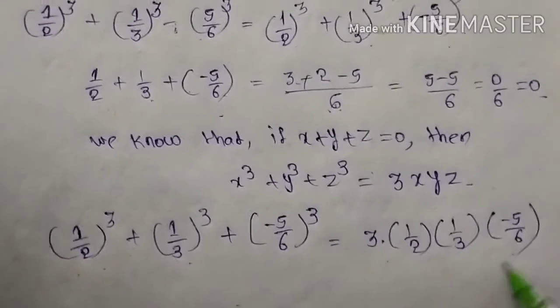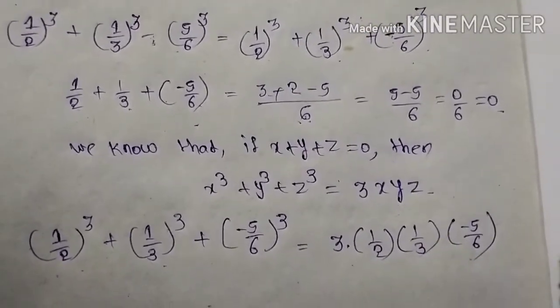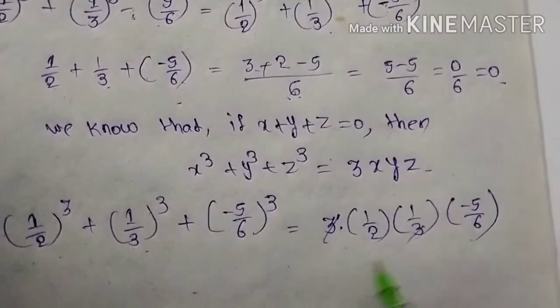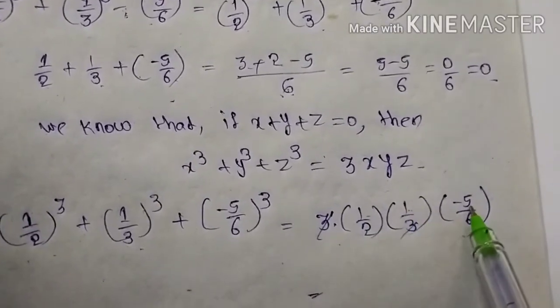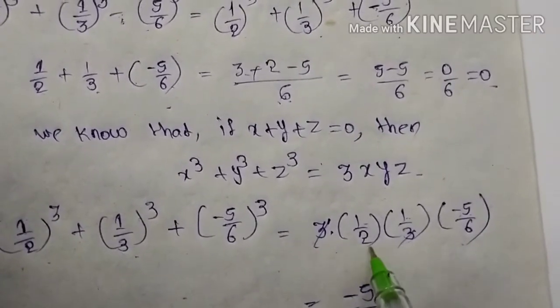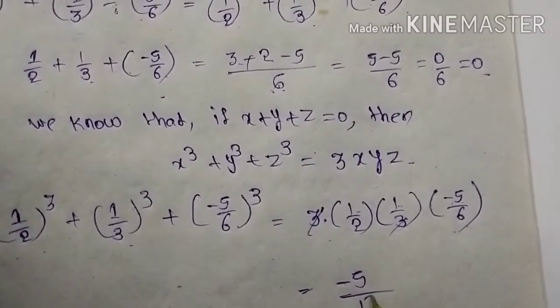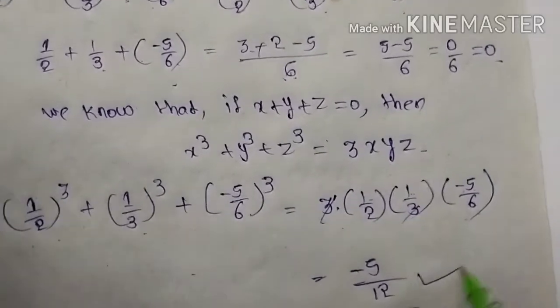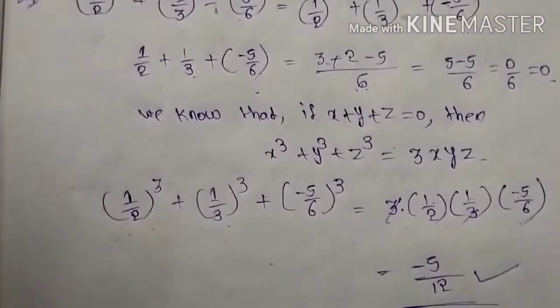Is there any possibility to simplify? You can simplify it. 3 1 ja 3, 1 ja. That means you are getting how much? 1 1 ja 1, 1 1 5 ja 5 only. But here minus is available. You can write minus 5 by 2 sixes, how much? 12. That means your answer is how much? Minus 5 by 12 is your answer.